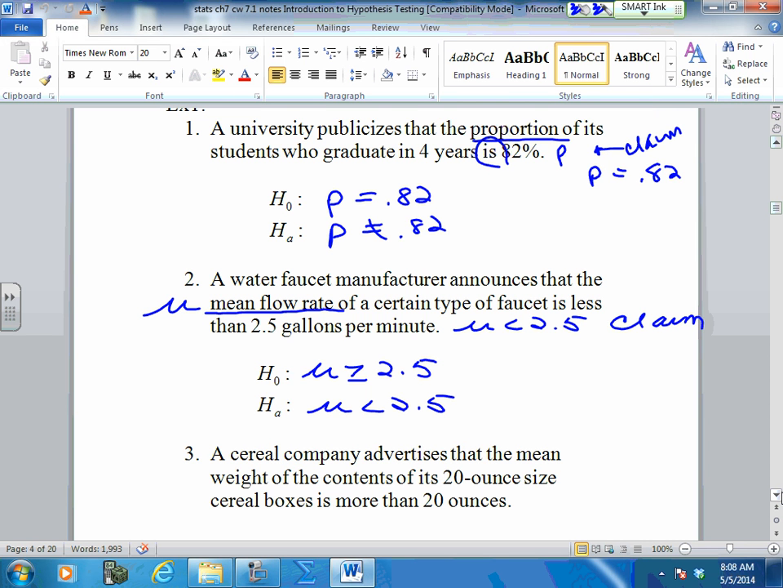If you struggle with this, use a number line. Here's 2.5. It's open and it goes this way. The complement has to be everything else. It has to go this way, and since it was open before, now I have to close it. So this one has the equal sign in it. Okay? Let's try one more.